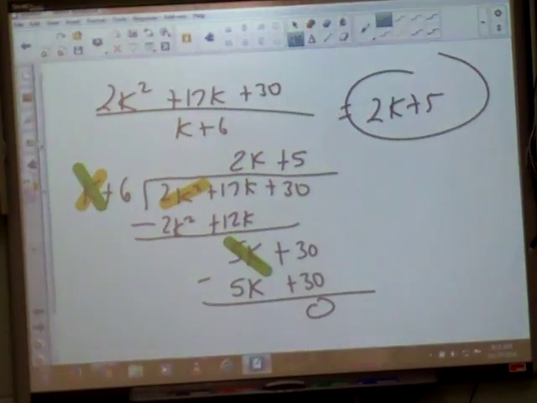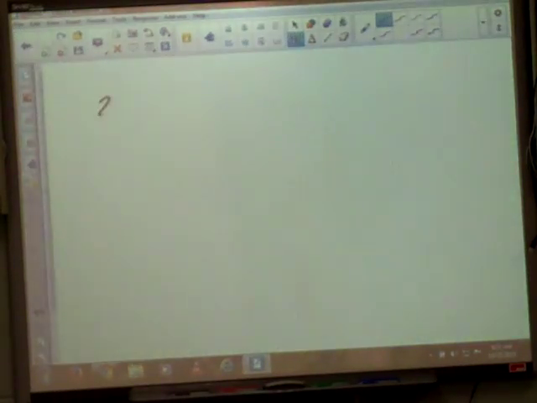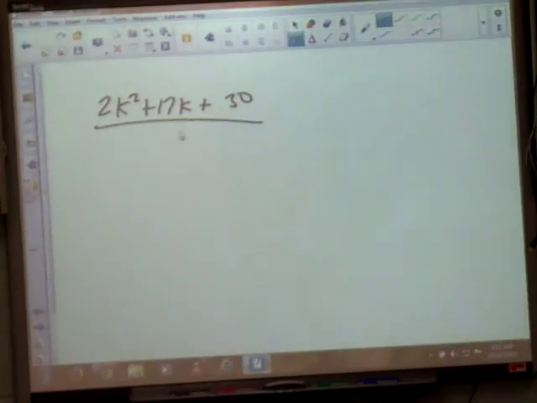Okay, we're going to do that same problem now using synthetic division. 17, 30, thank you. Which ones would the synthetic not work on? I'm fixing to tell you. Alright, on synthetic division, what Austin was just asking about.